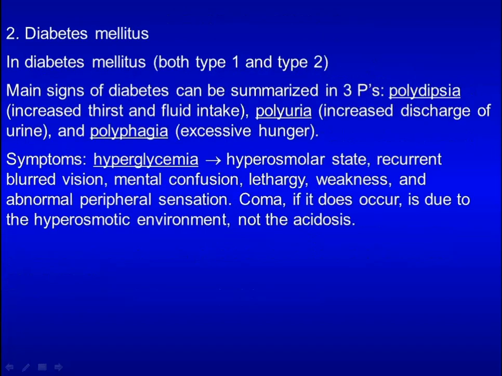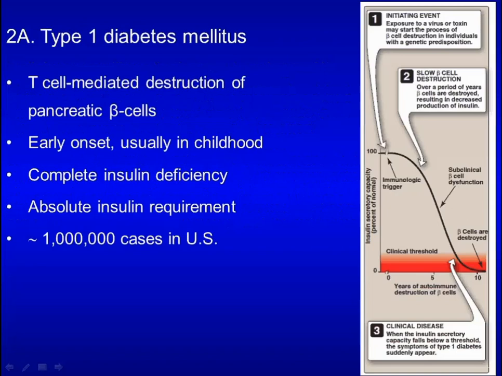Second condition is diabetes. Main signs of diabetes can be summarized in 3 P's: polydipsia, polyuria, and polyphagia. Main symptom is hyperglycemia, which causes a wide range of complications. Type 1 diabetes is caused by T-cell mediated destruction of pancreatic beta cells. It begins in childhood and progresses rapidly. Patients depend on insulin for survival.